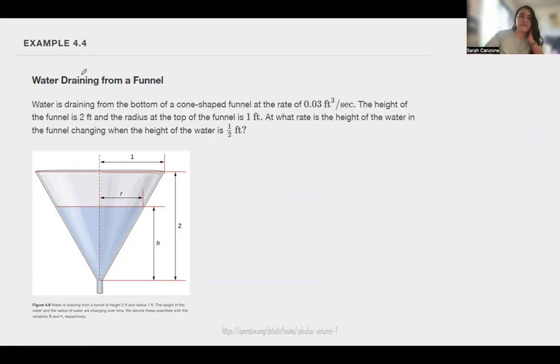So we are given that water is draining from the bottom of a cone-shaped funnel at the rate of 0.3 feet per second. So if we know that we're draining at a rate of this thing, that means the volume is changing at this specific rate. So that means that dV dt is going to be this rate right here. So what we'll get, let's see here.